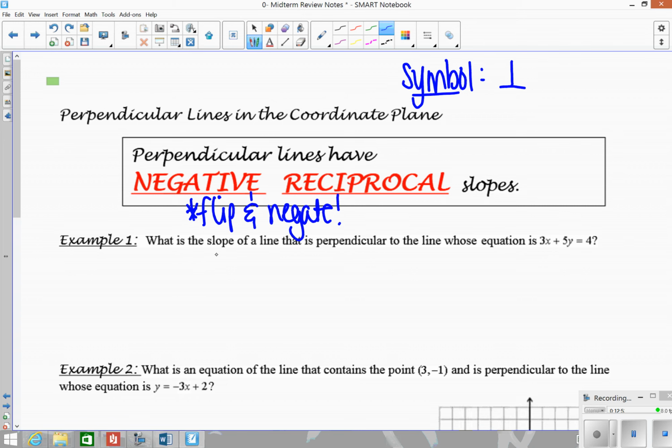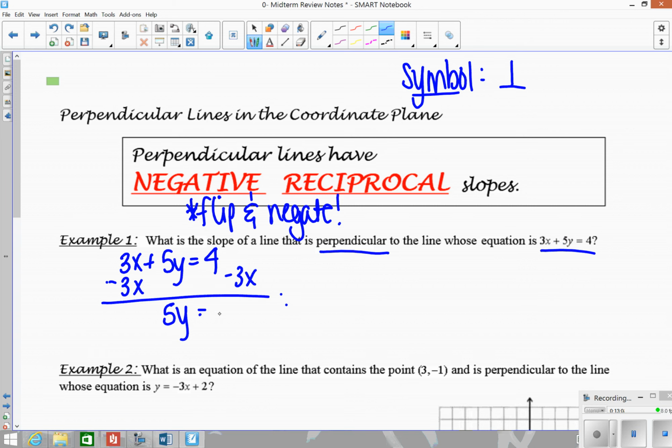The first example here is, what is the slope of a line that's perpendicular to this equation? Taking that equation, I've got to get it in y equals form first. So subtracting 3x from both sides, I get 5y equals, and I'm going to put that negative 3x first, so it's in y equals mx plus b form. Divide by 5. So we get y equals negative 3/5 x plus 4/5.